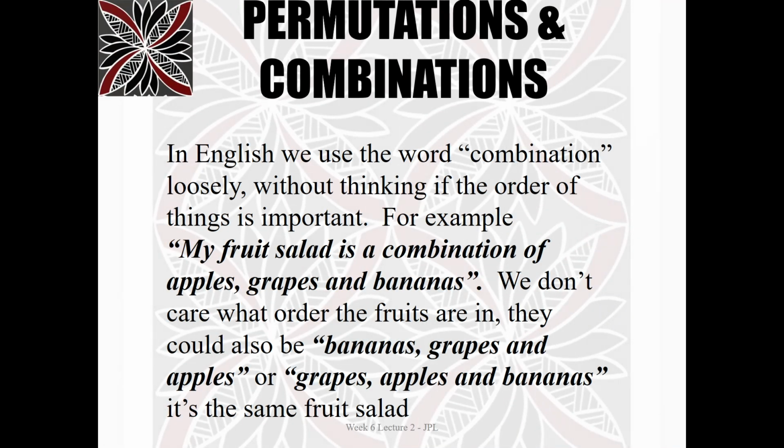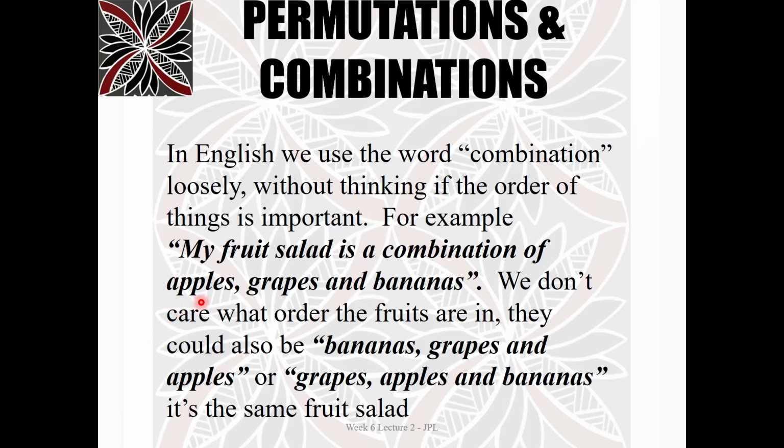Okay, moving on. We're coming to this other subtopic, which is permutations and combinations. In English we use the words casually, but in maths there are specific rules that follow permutations and combinations. For example, a fruit salad is a combination of apples, grapes, and bananas. We don't care about the order of fruits. If I say fruit salad, we call it combination because we don't care about the order.